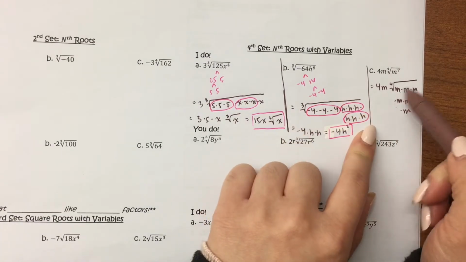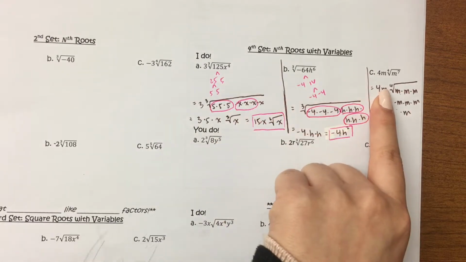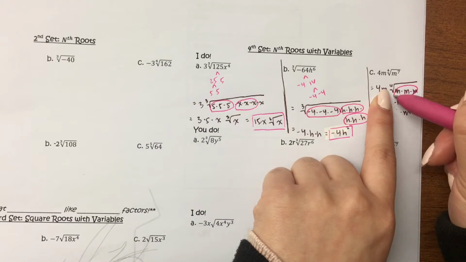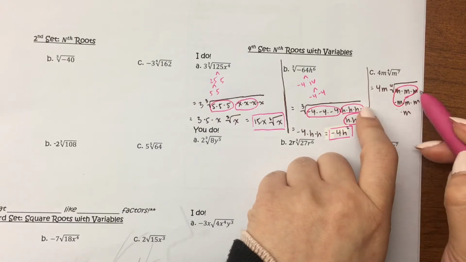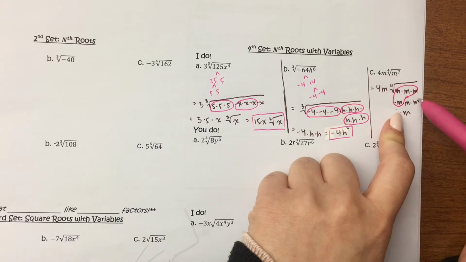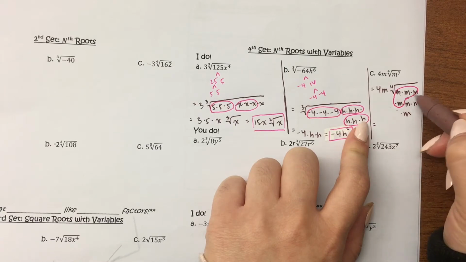Okay. I'm going to go ahead and look for groups of 4 because that's my root. So let's go ahead and circle groups of 4. Here's a group of 4 right here. 4 m's. 1, 2, 3, 4. I can't circle this just because there's only 3 of them. I need 4 of them to circle.